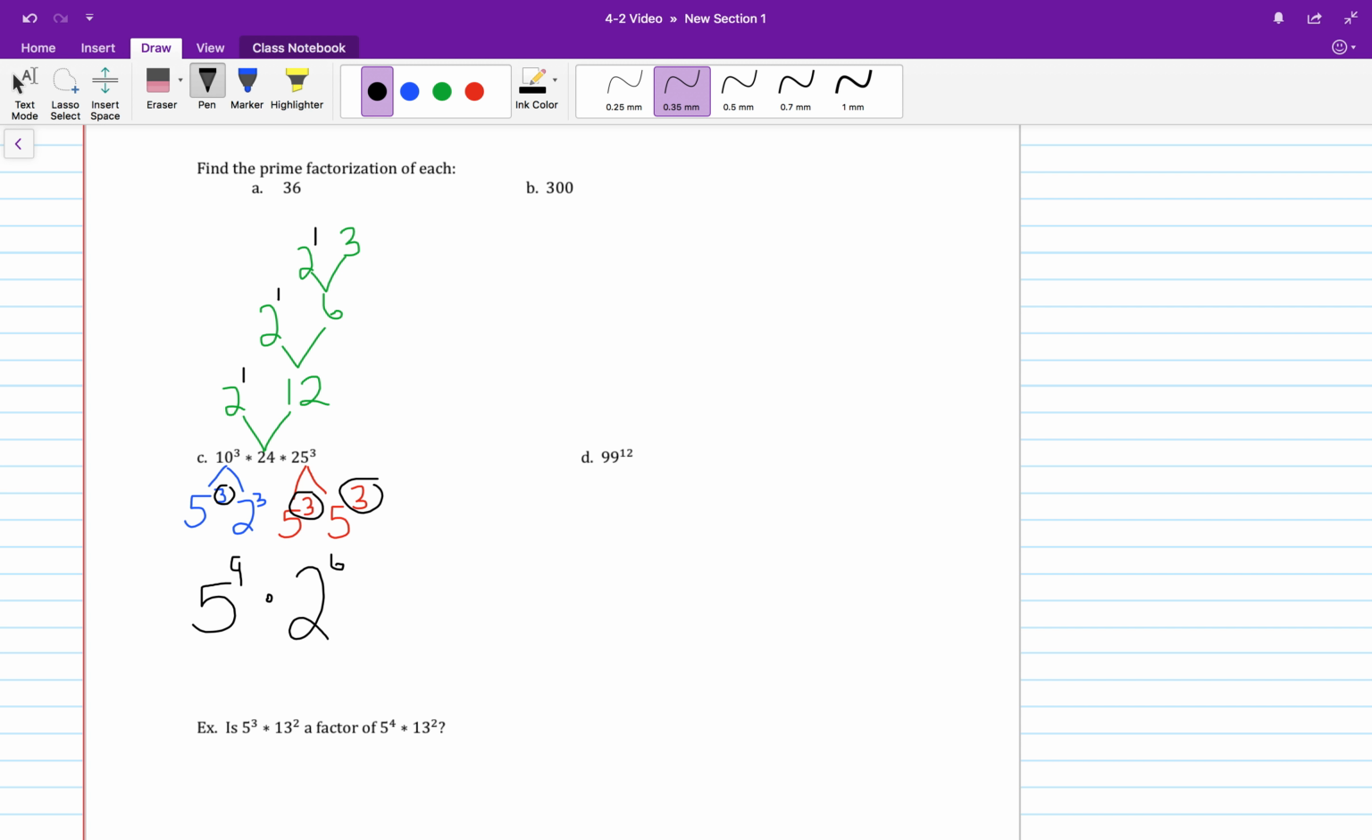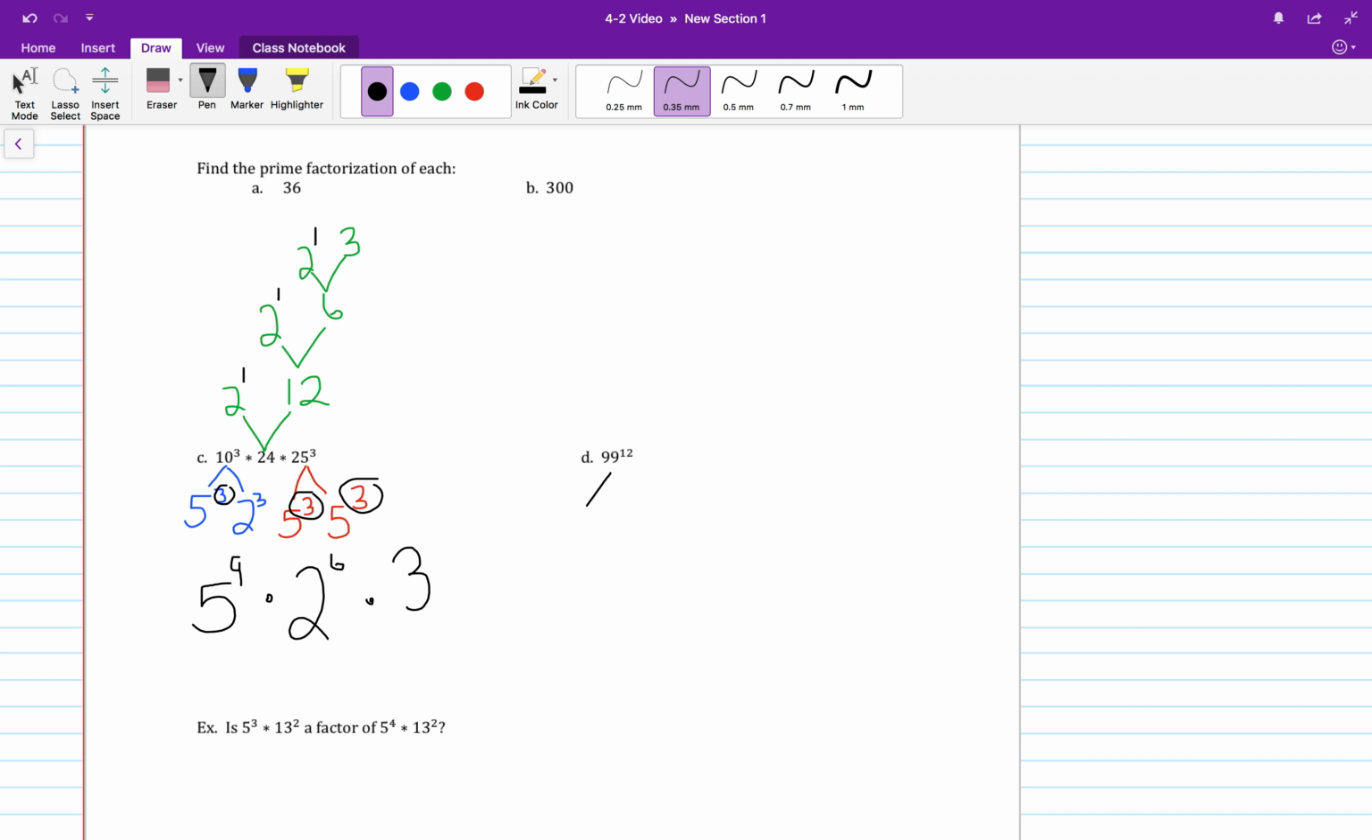And then last I have this 3. There aren't any other 3's, so it's just going to be times 3. That's my final answer: 5 to the 9th times 2 to the 6th times 3. Why don't you stop the video and give D a try? It's going to work the same way. Again, pause the video, give it a try, and then hit play as I work through it.